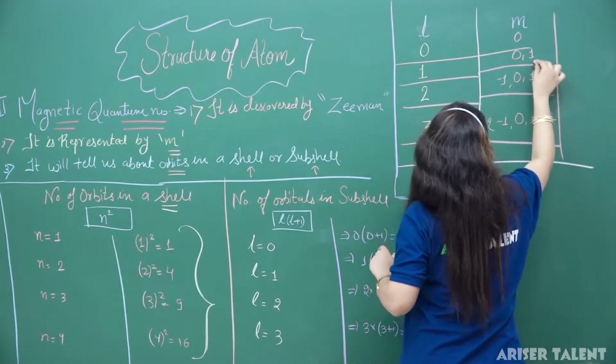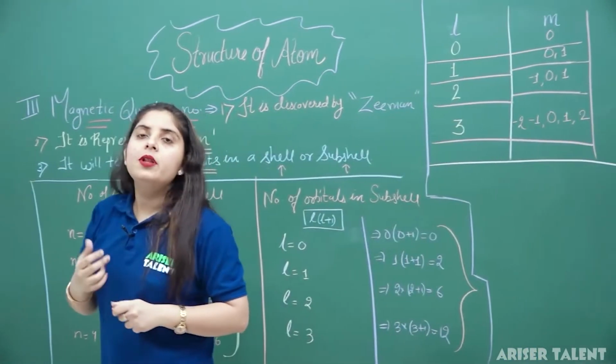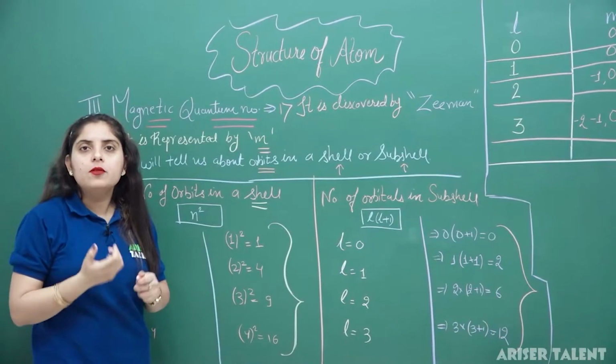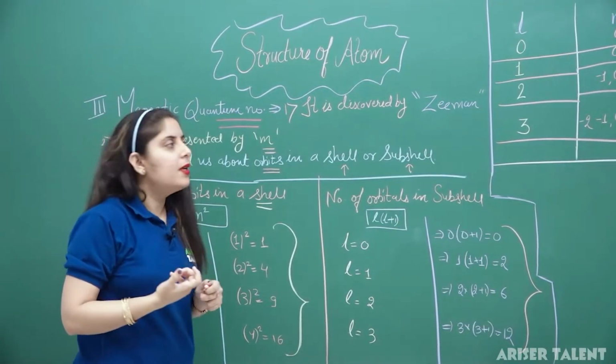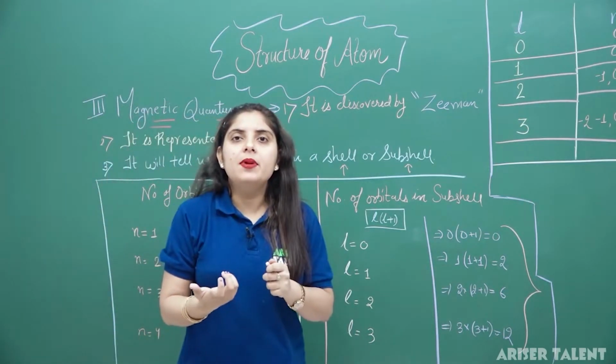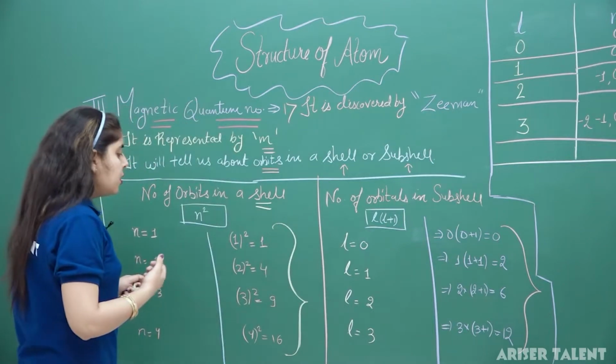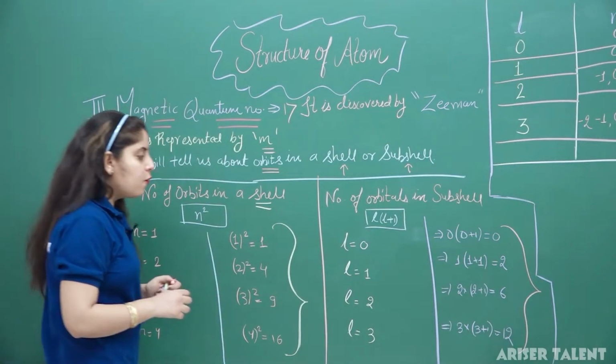And it will tell us about the magnetic quantum number. Now, what will be the direction of orientation of the particular orbitals in the magnetic quantum number? The third factor, the magnetic quantum number, will specify the direction of orientation of the orbitals. So now we will learn about the direction of orbitals.